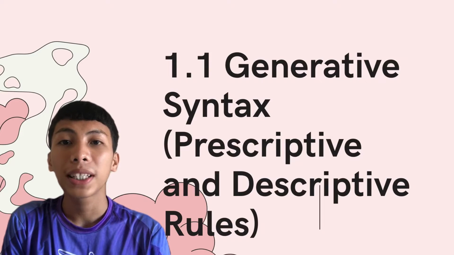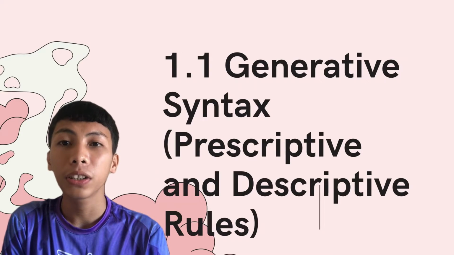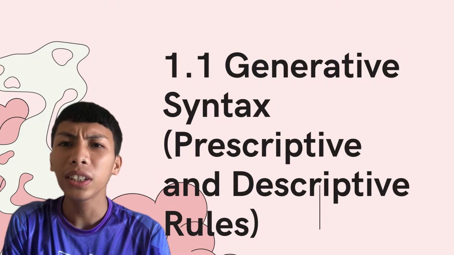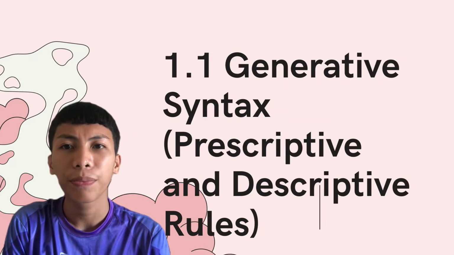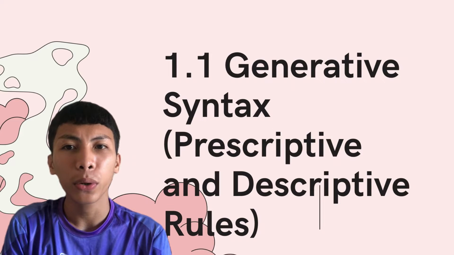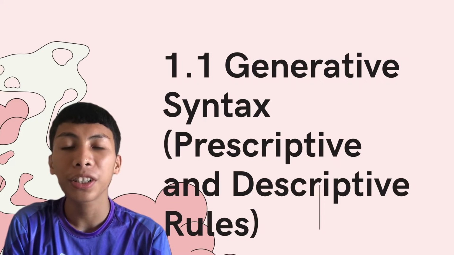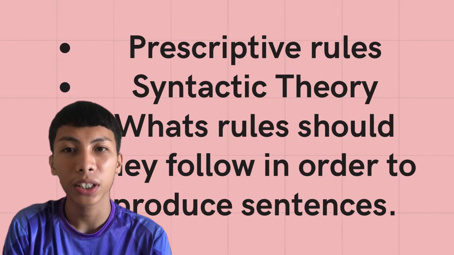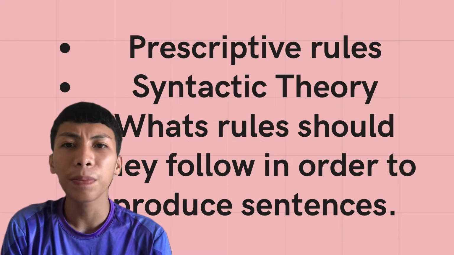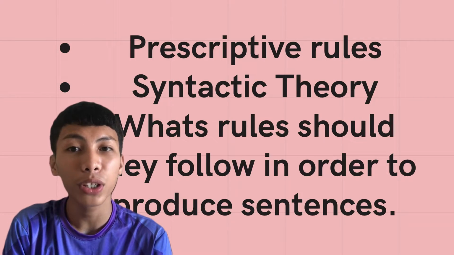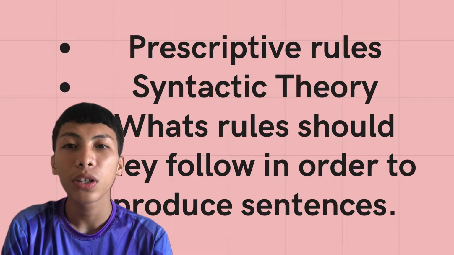Now, we will tackle first the prescriptive and descriptive rules. So, the first thing you might ask yourself is, what is it that people know when they know the syntax of their language? One possible answer a prescriptive grammarian would give is that what speakers know is what rules they should follow.